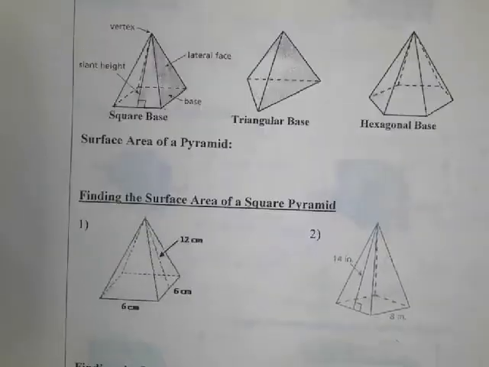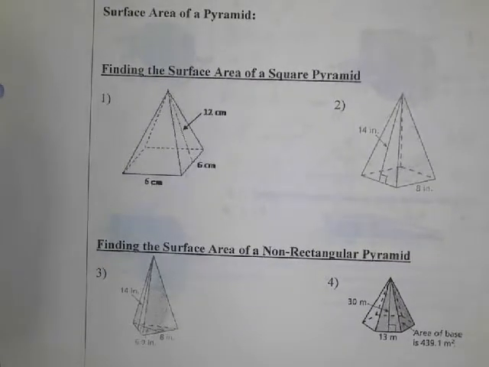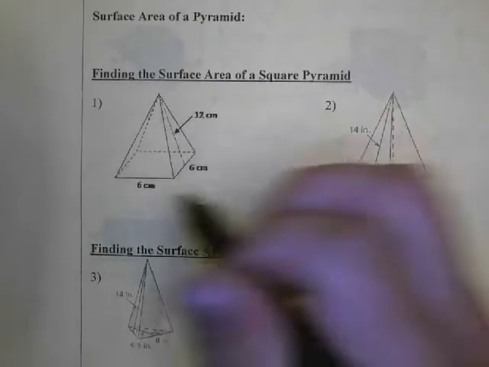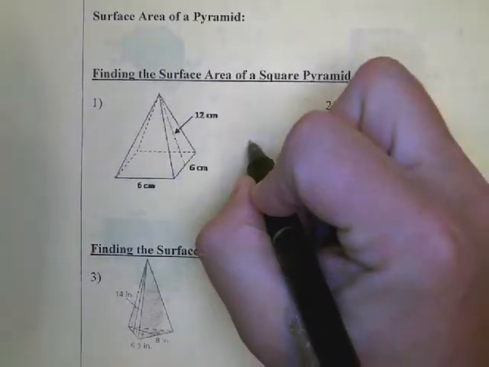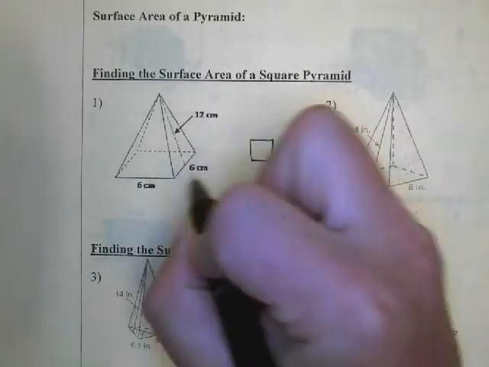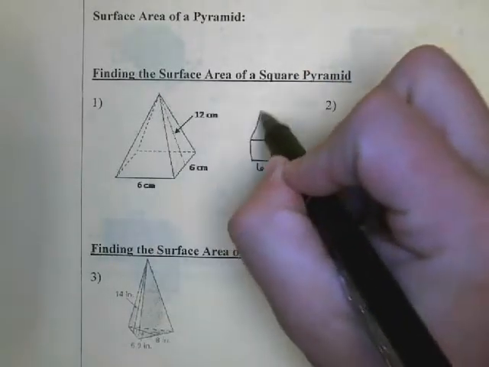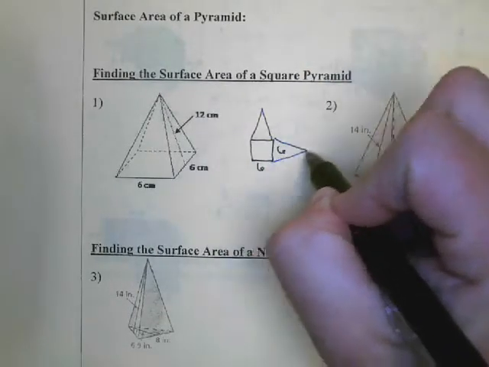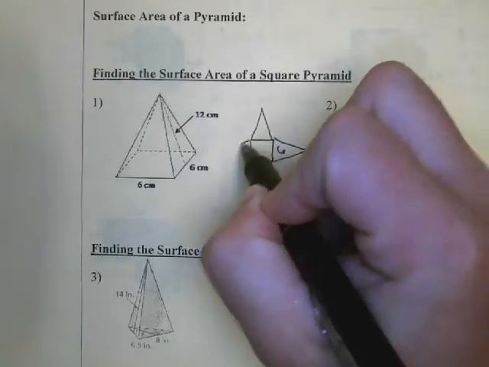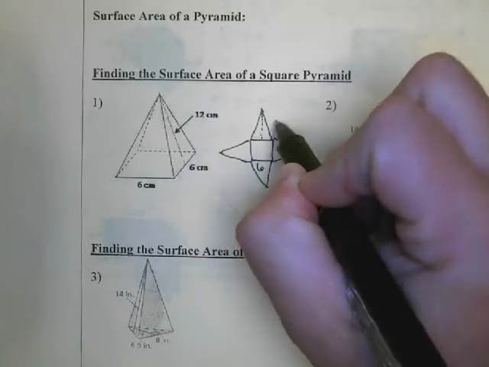So the best way to look at these is to first draw a picture where we've opened up the pyramid and we're looking at the net. So if I draw the base first and assign its values, 6 along the side and 6 along the bottom, then I can draw the triangles coming off of it. We can see the triangles look something like this. And we know that the height of the triangle is 12.